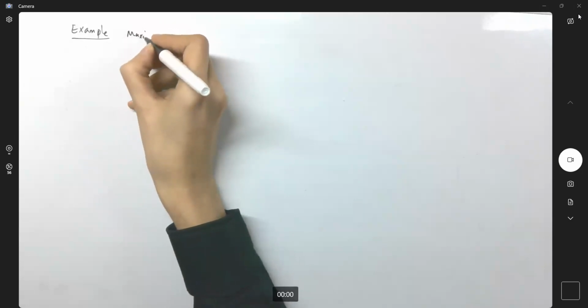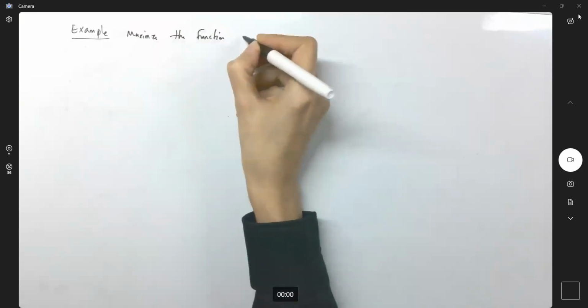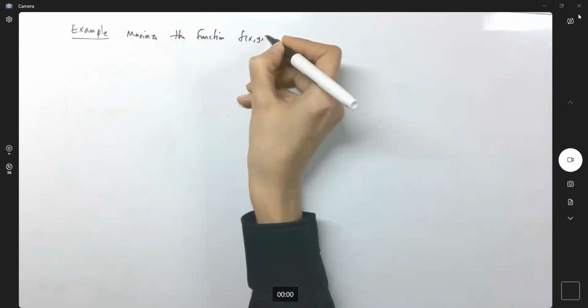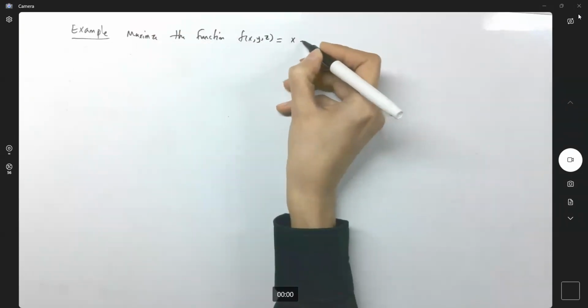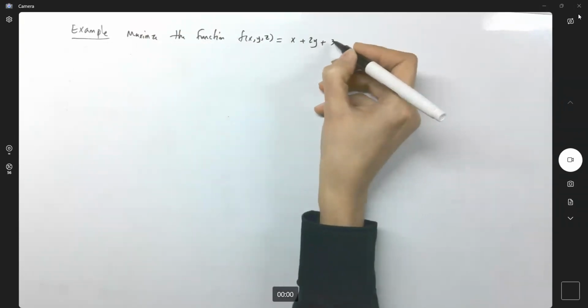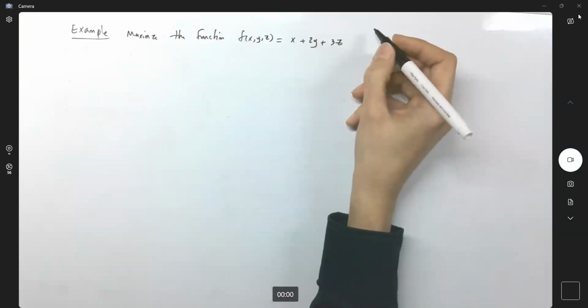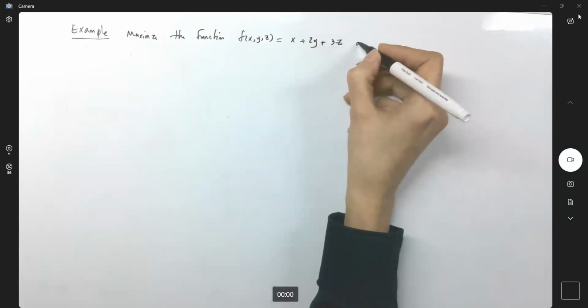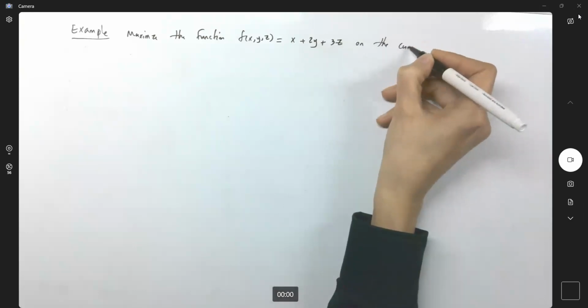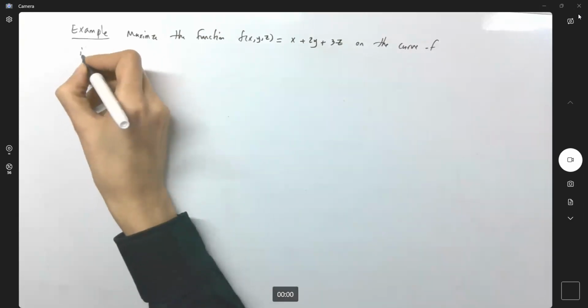Now suppose you have a function with two constraints. Take a look at this situation. The question says, find the maximum value, or maximize the function. What is the function? F of x, y, and z, which is given to us as x plus 2y plus 3z, on the curve of intersection.